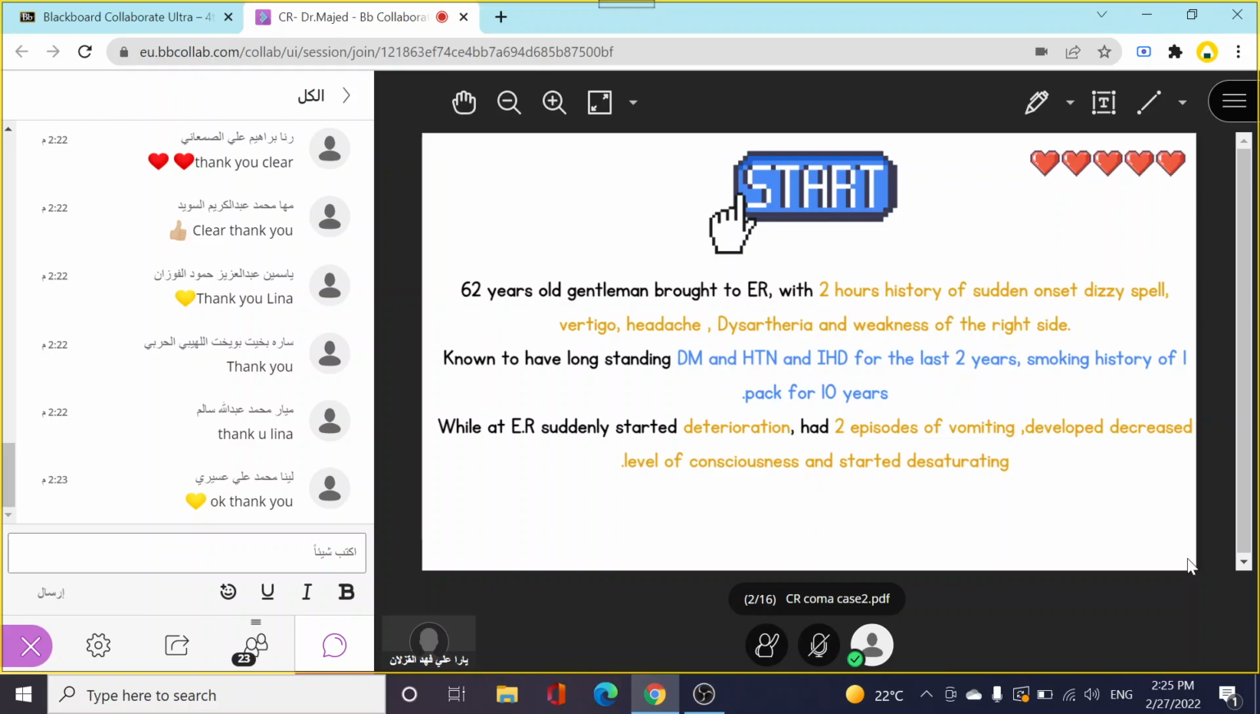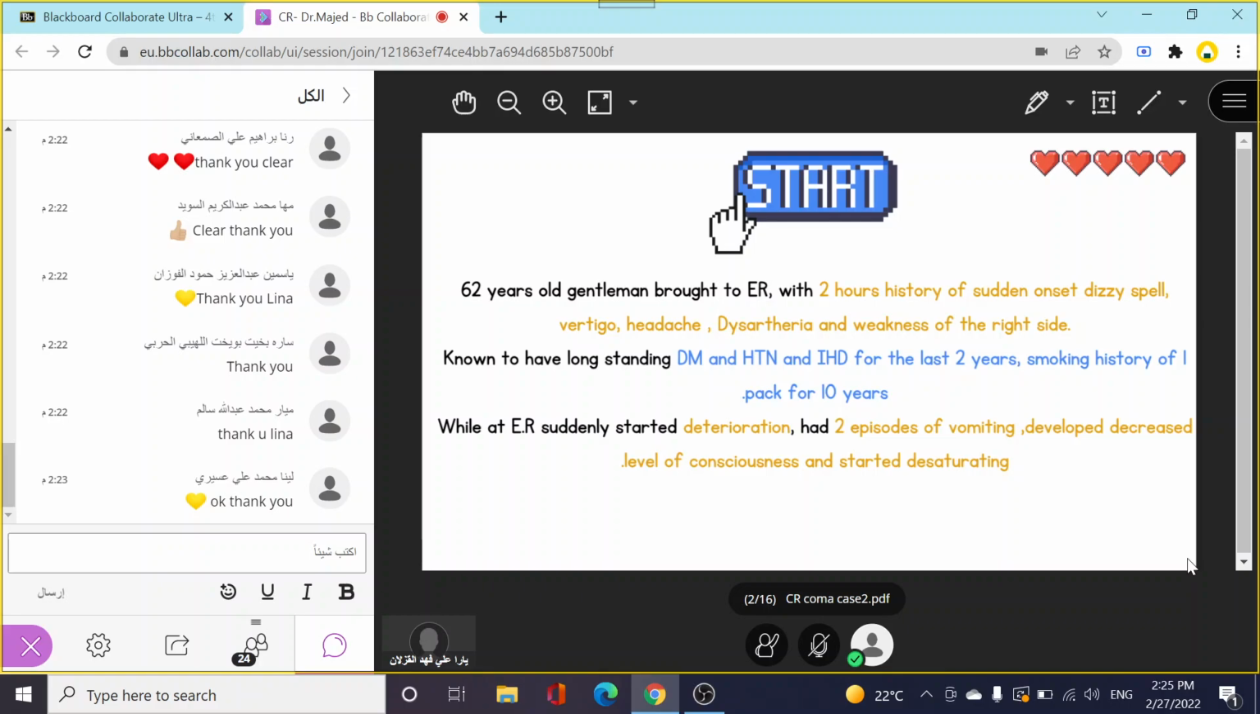And the last lines, which are decreased level of consciousness and started to desaturate. The desaturation is making me think that it's a brainstem lesion and not a cerebellum region.